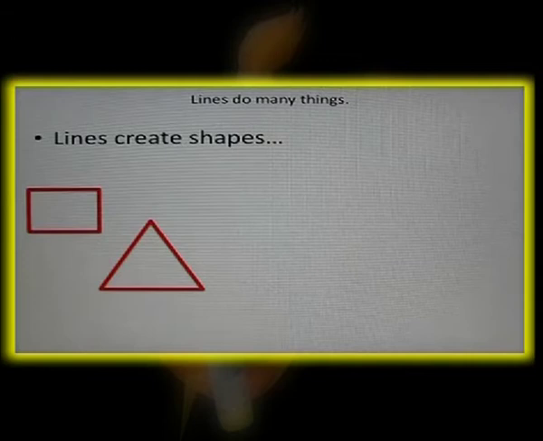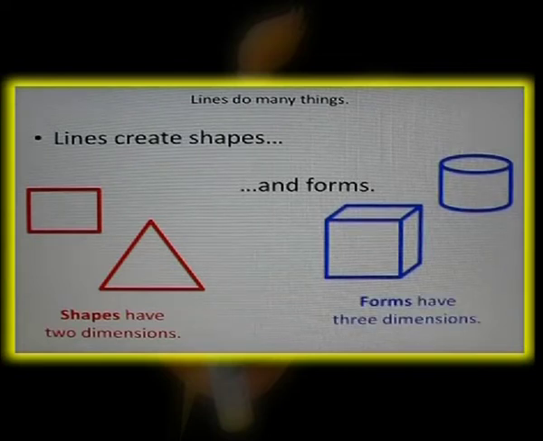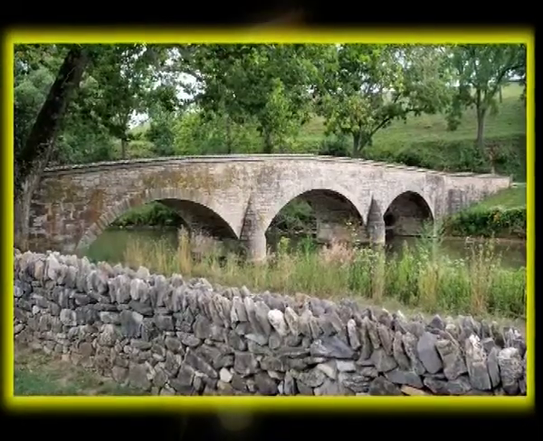Form and shape can be thought of as either two-dimensional or three-dimensional. Two-dimensional forms have width and height. Three-dimensional shapes have depth as well as width and height. Form and shape can also be described as organic or geometric.